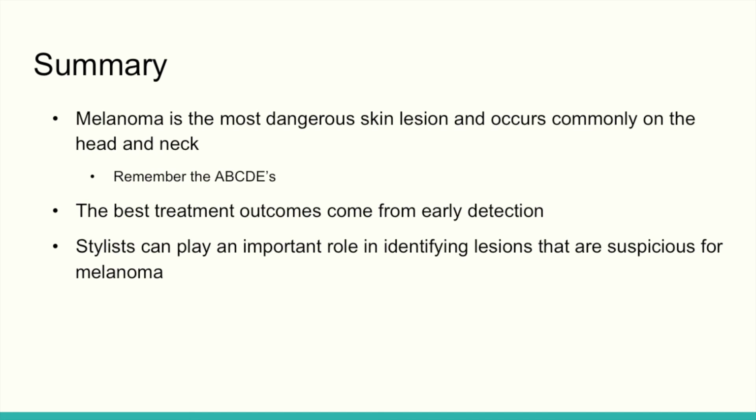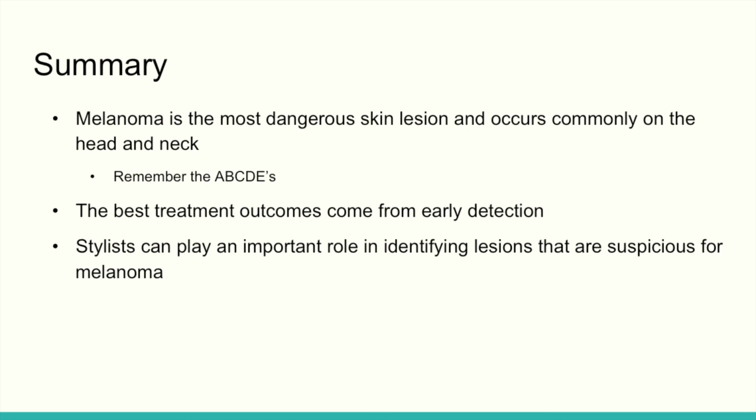So in summary, melanoma is the most dangerous skin lesion and occurs commonly in the head and neck. Remember, to figure out whether or not it's melanoma versus some benign growth, look at the ABCDEs. If it's asymmetric, if the border is not consistent, if it's got multiple colors in it, if the diameter is quite large, or if you notice that it's been a growth that's been growing over quite some time and it's really starting to change, then that's something you probably should tell your client, hey, you might want to have this looked at next time you see your primary care provider.